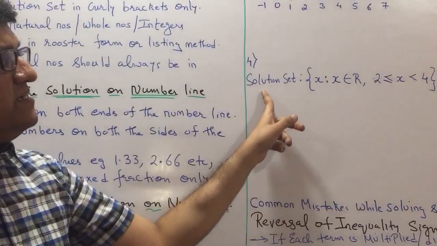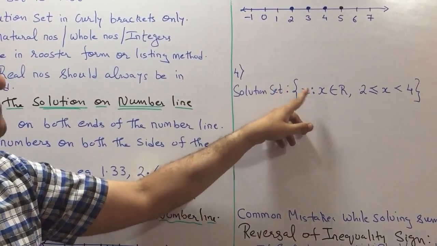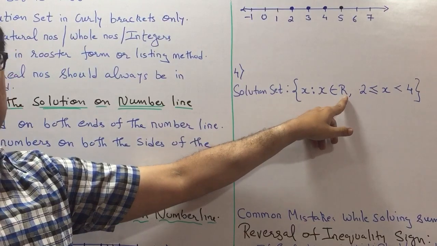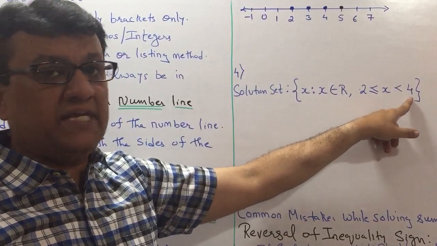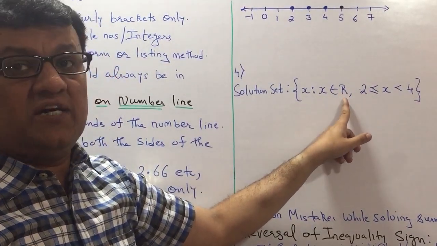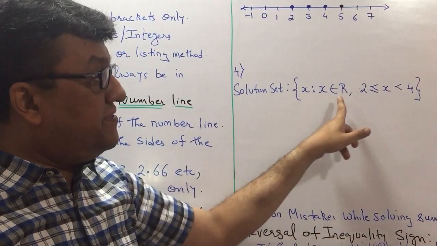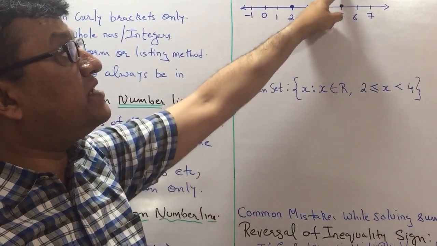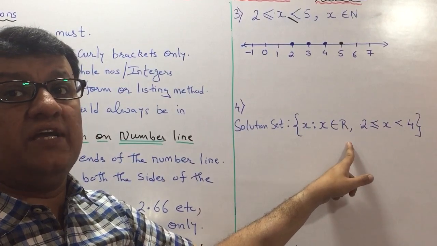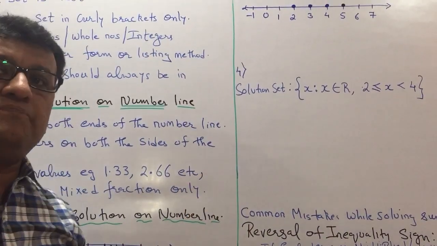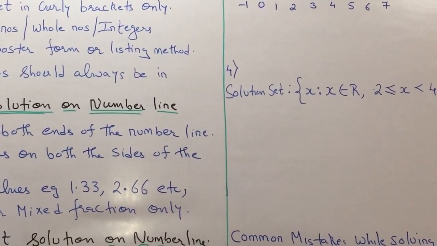What this one says, here solution set is already given to us that we have all the values of x such that x belongs to set of real numbers and 2 less than or equal to x less than 4. Mind you, x belongs to set of real numbers. This is real number, unlike what we had over here, natural number. So there is a minor change in presenting the solution. Let's see how we present it on the number line.